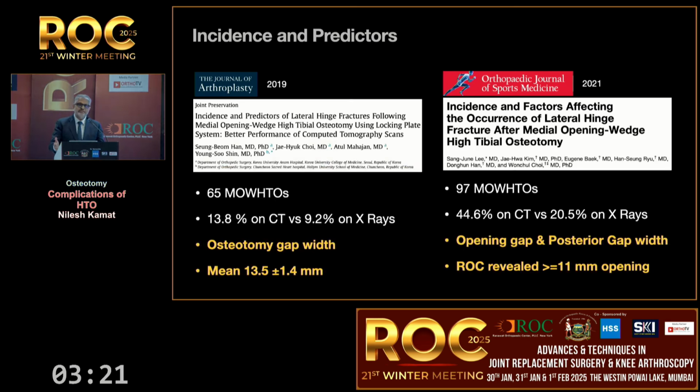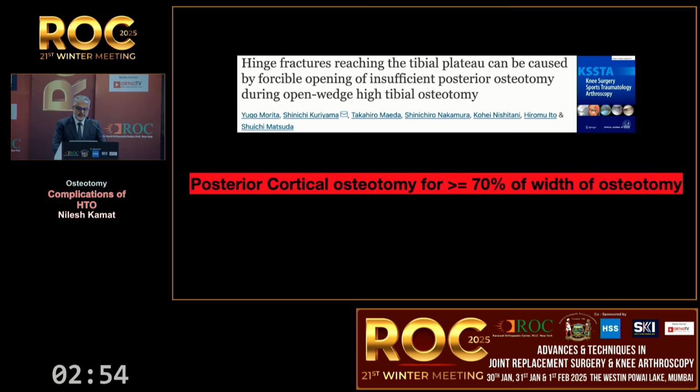So what happens when you have these osteotomies, or these hinge fractures? The first thing you need to be aware of is the incidence of these fractures is much more on CT than on X-rays. You might be in denial thinking that no, it is intact. But you do a CT, and you'll realize the incidence can be as high as 13% to 44% in some studies. When you're opening the osteotomy more than 13 millimeters, the chances of these fractures are further higher. So you need to be careful about that.